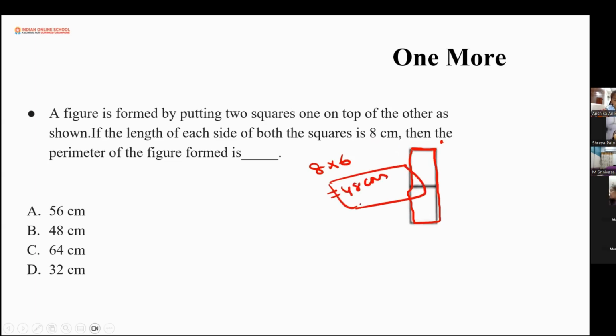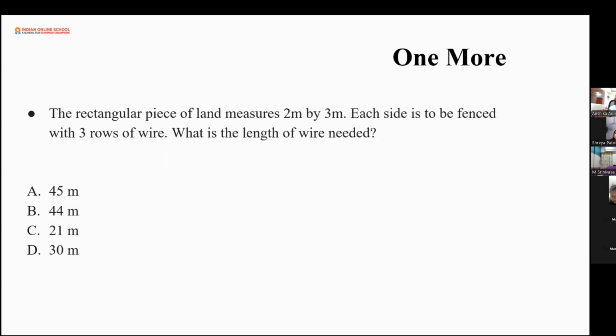Okay, class? Okay, everyone? 8 multiplied by 6, 48 centimeter. That's the answer. Satisfied? Do you agree? Did I do it correct? Yes or no? I can also make mistakes. You'll tell me when I make a mistake, okay? Yes, ma'am. Next question.